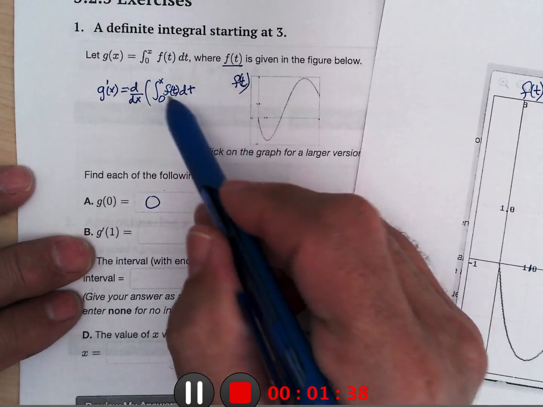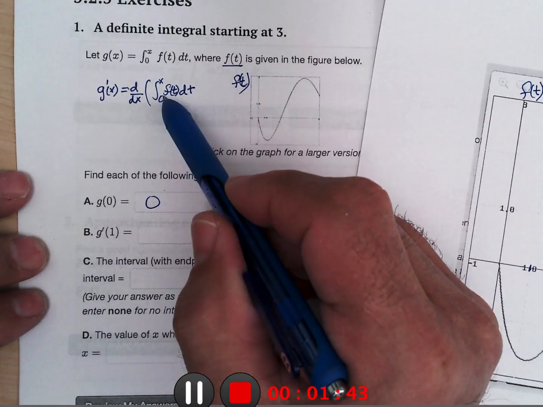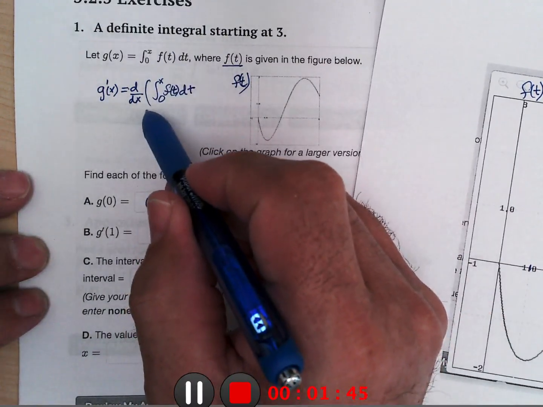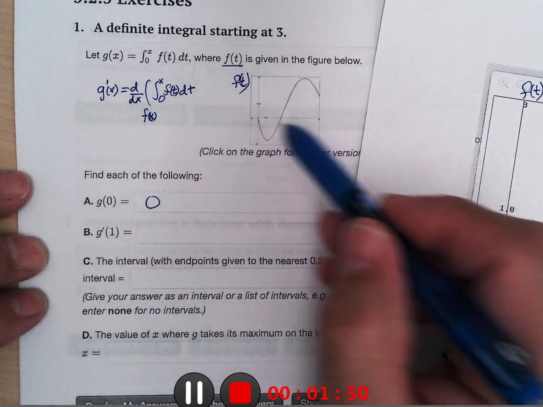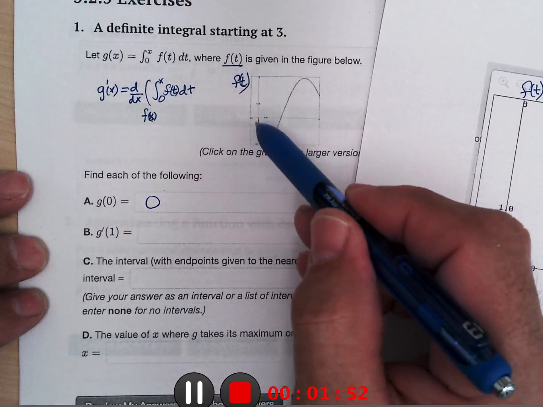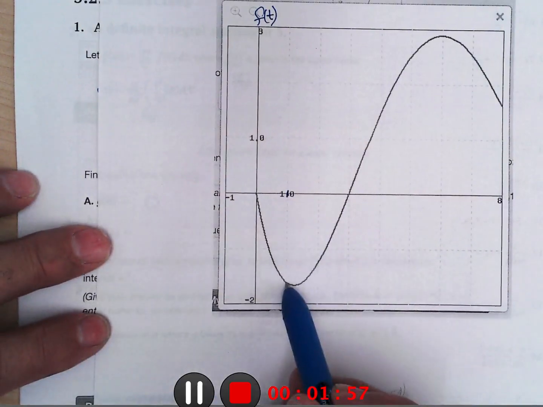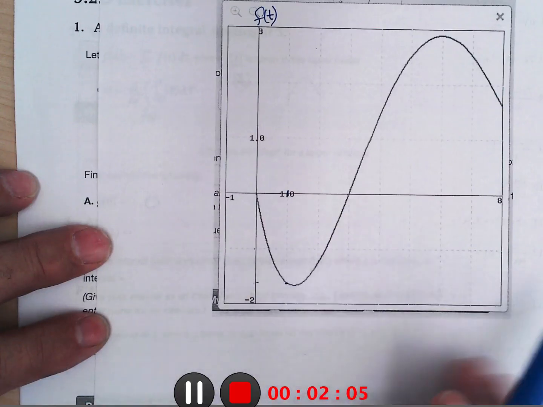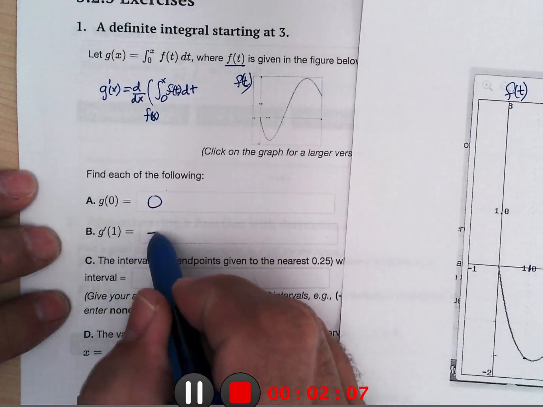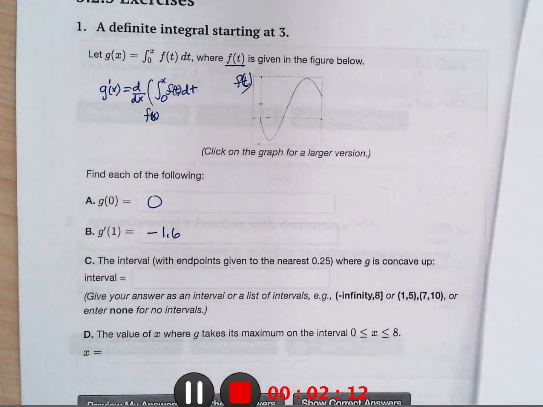So if it's the derivative, and it's the derivative of the integral, this turns out to be just f of x. So it'll be just whatever the value at 1 is. So if we look at 1, the value looks like it's about minus 1.6. Okay? That's the derivative.